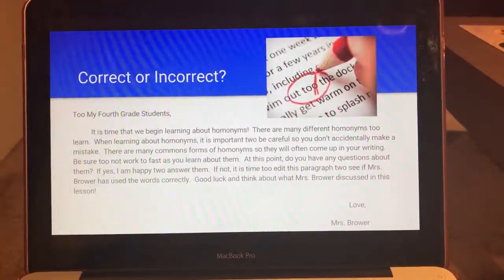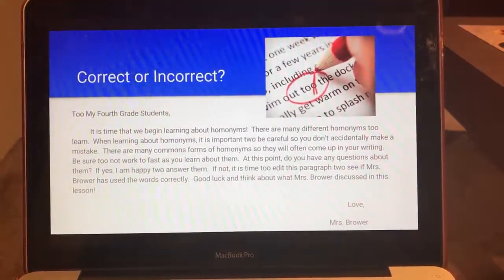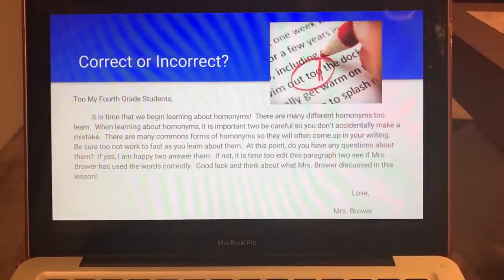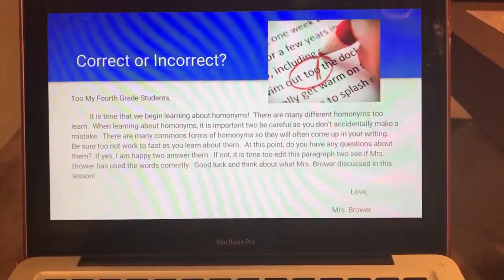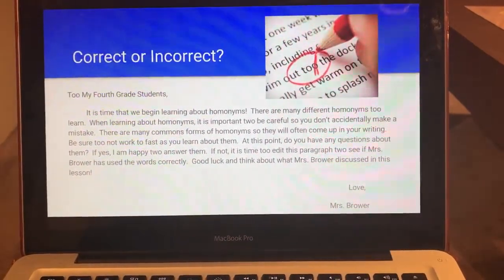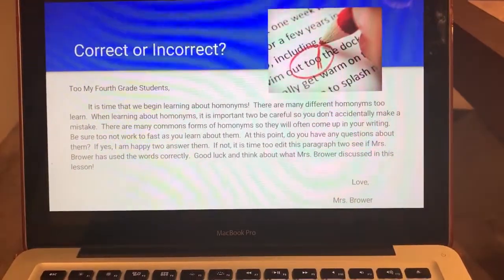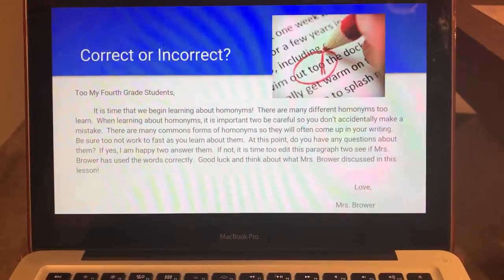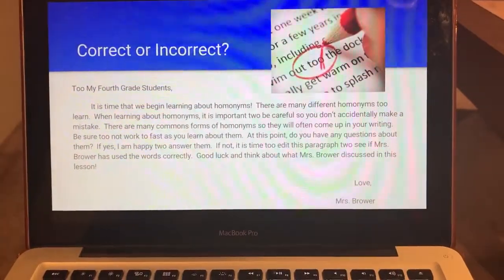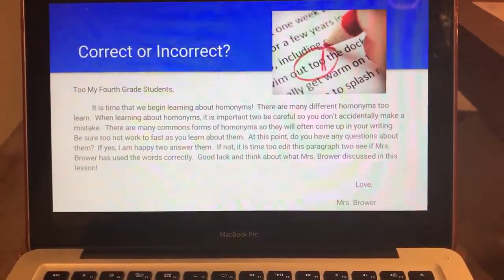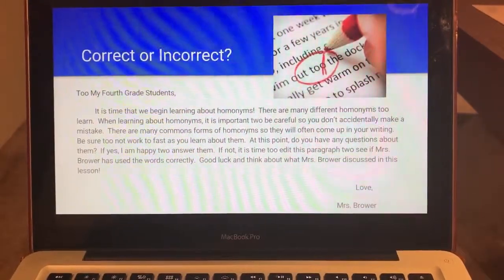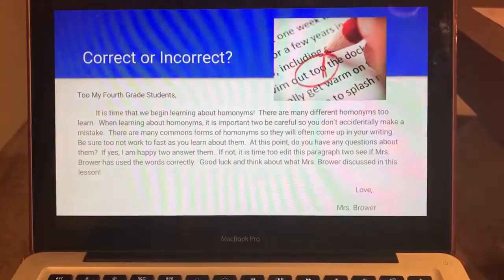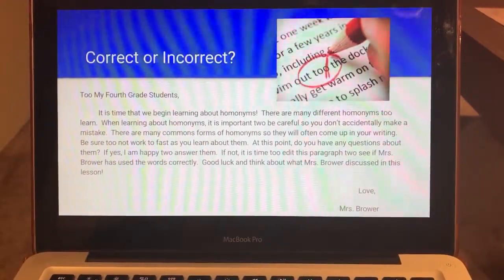So I am going to read it to you, and I want you to think about where I didn't use those forms of to correctly, because it's going to be important for your homework. To my 4th grade students, it is time that we begin learning about homonyms. There are many different homonyms to learn. When learning about homonyms, it is important to be careful so you don't accidentally make a mistake.